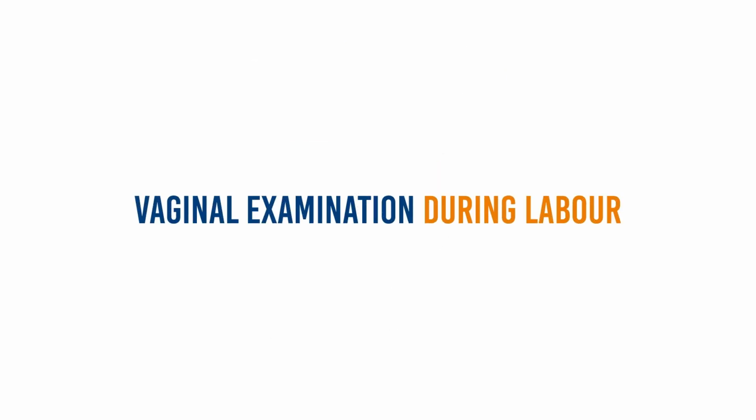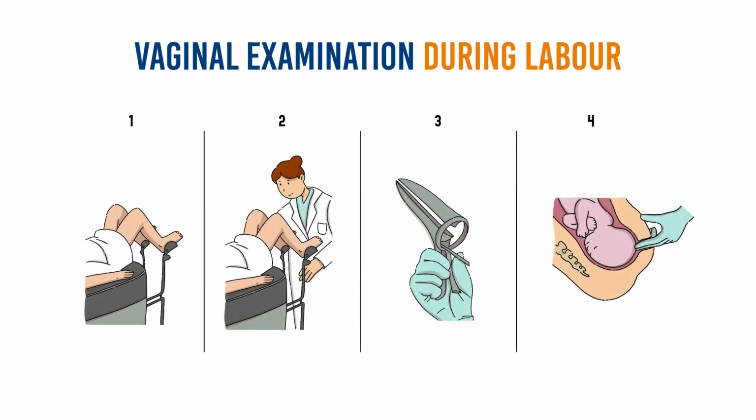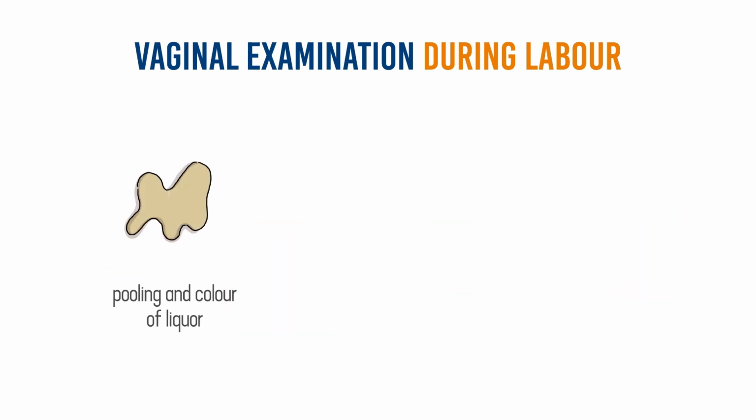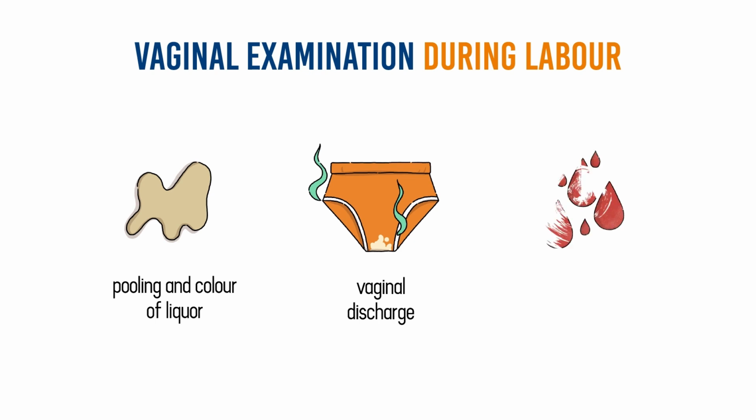Vaginal examination during labor. Perform a sterile speculum vaginal examination, particularly in cases of vaginal bleeding or leaking. Only gentle per speculum examination should be performed if placental location is unknown, and bimanual examination should not be performed in such cases. Look for pooling and color of liquor, any foul-smelling vaginal discharge, bleeding and source of bleeding in any local cervical or vaginal lesions or polyps.